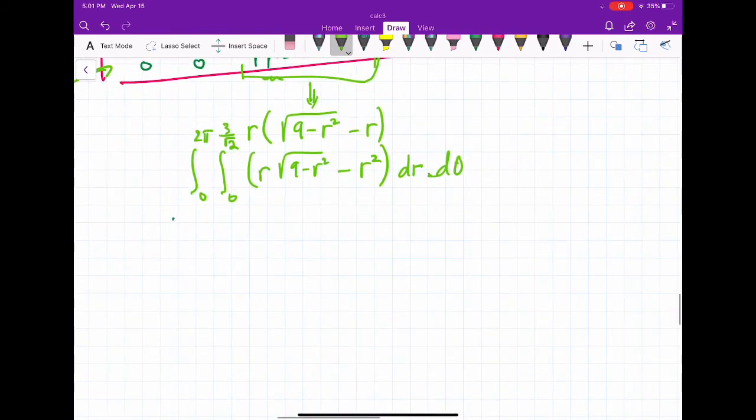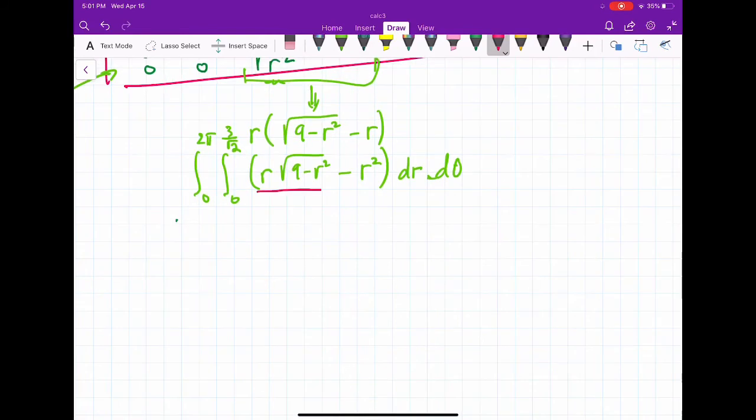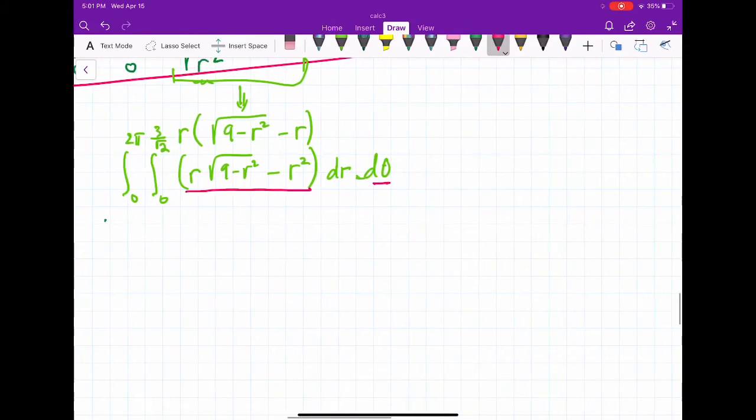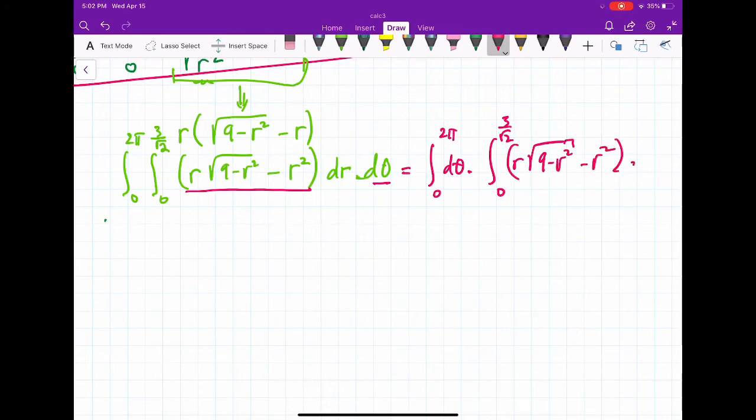Again, the inside function does not depend on theta, right? So we can rewrite this as product of two integrals, from 0 to 2 pi d theta times integral from 0 to 3 over square root of 2 of r square root of 9 minus r squared minus r squared dr. And the first one is just 2 pi. So we need to evaluate the second one, okay?